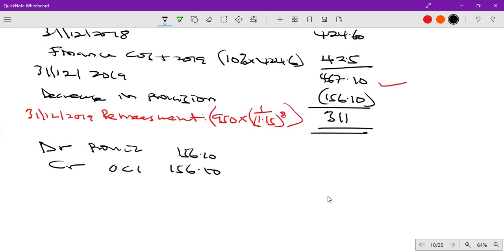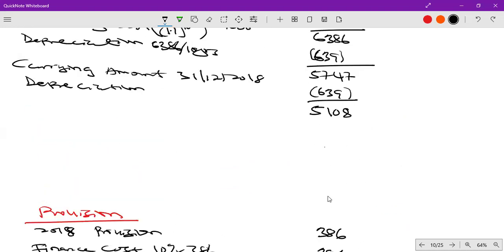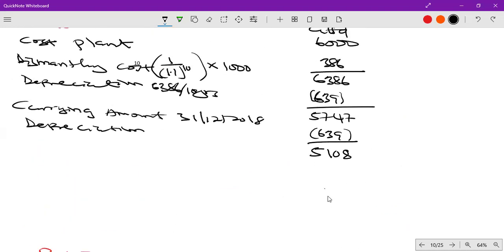Okay, so that is it. Let's come to 2020 proper. What is the carrying value as at 31st December 2019? This is our carrying value as at 31st December 2019. This is the carrying value in 2020.